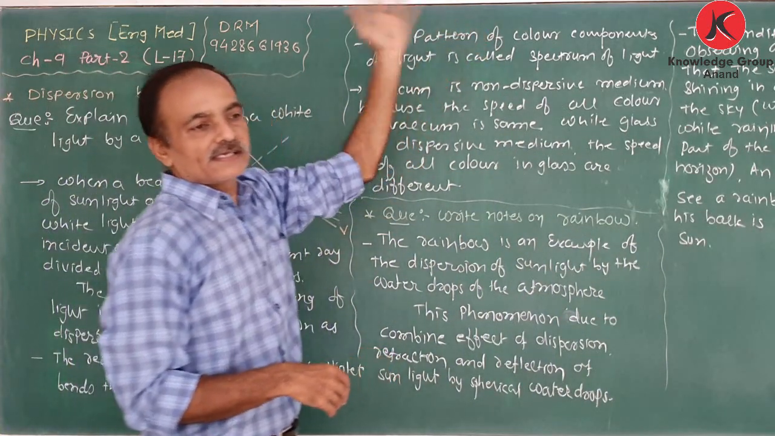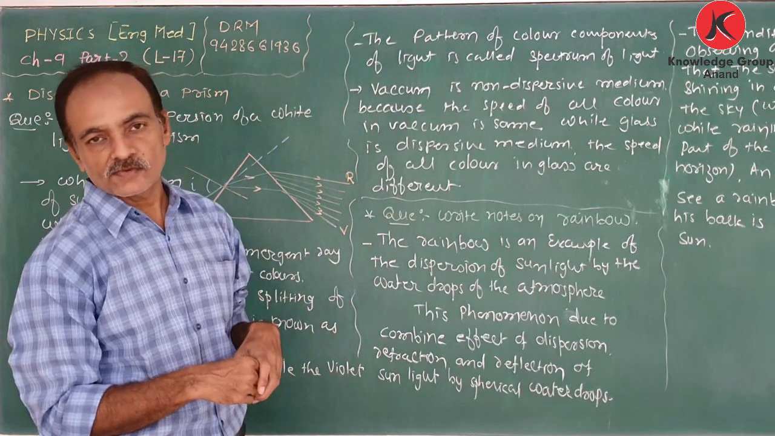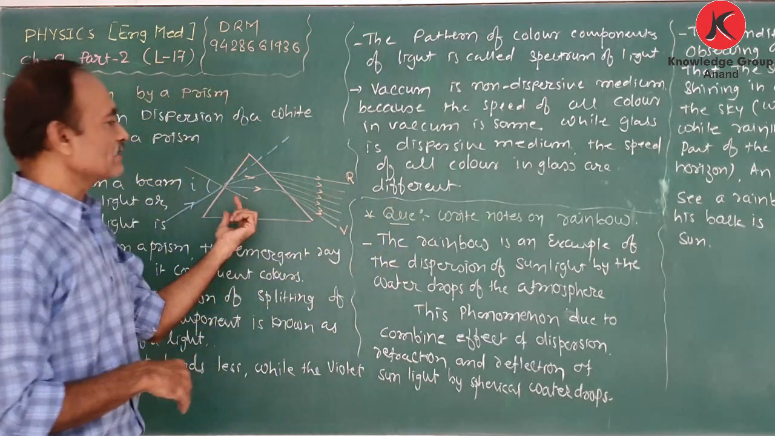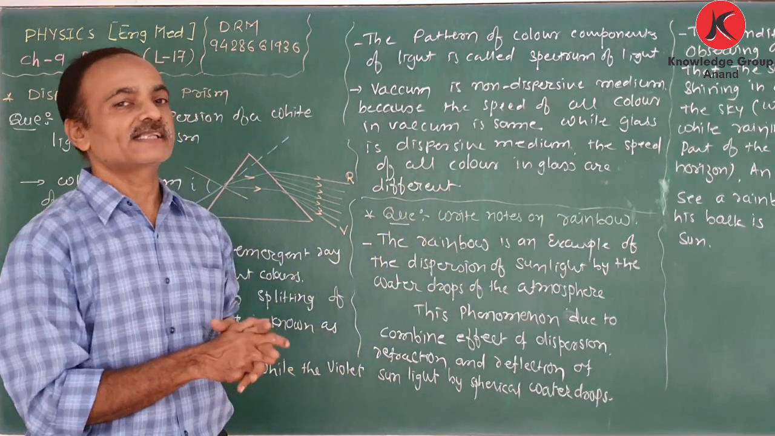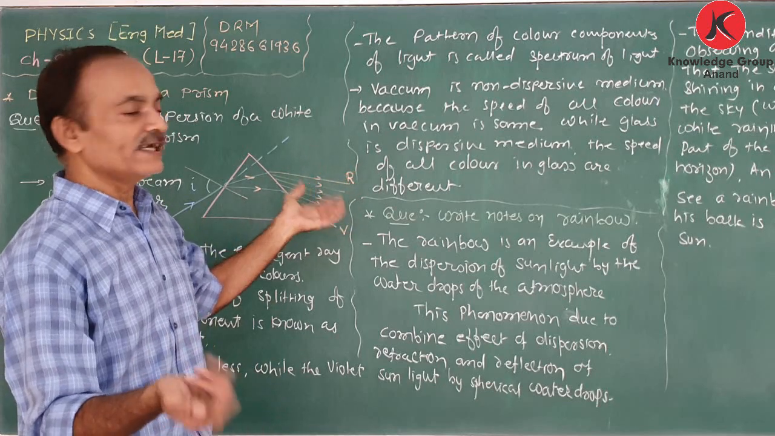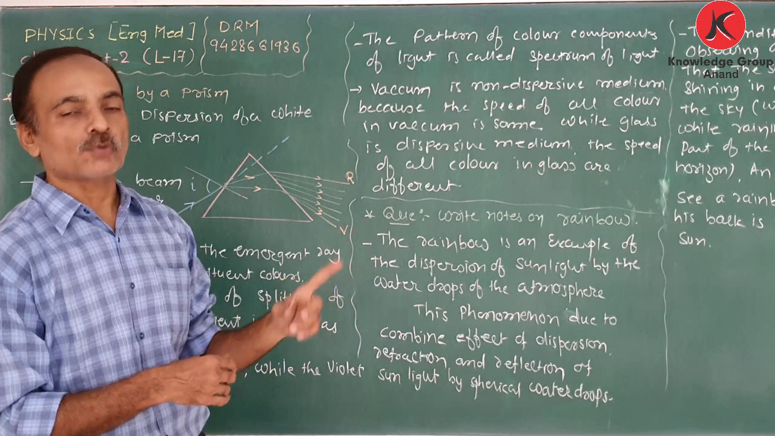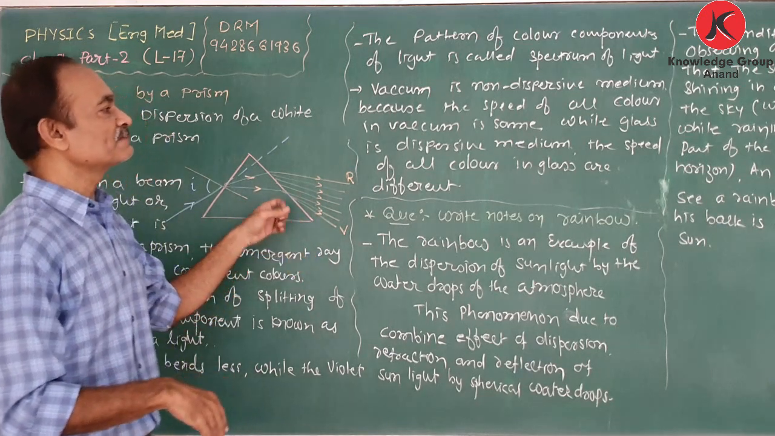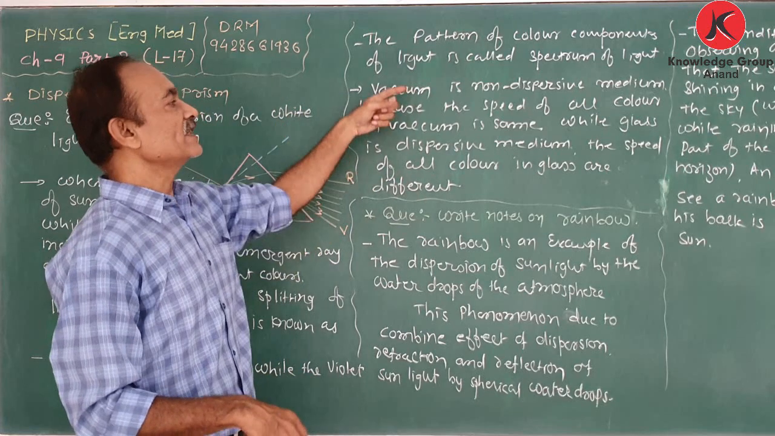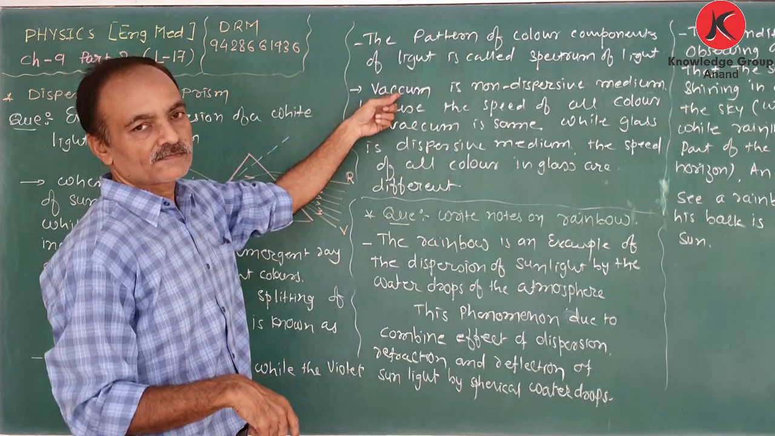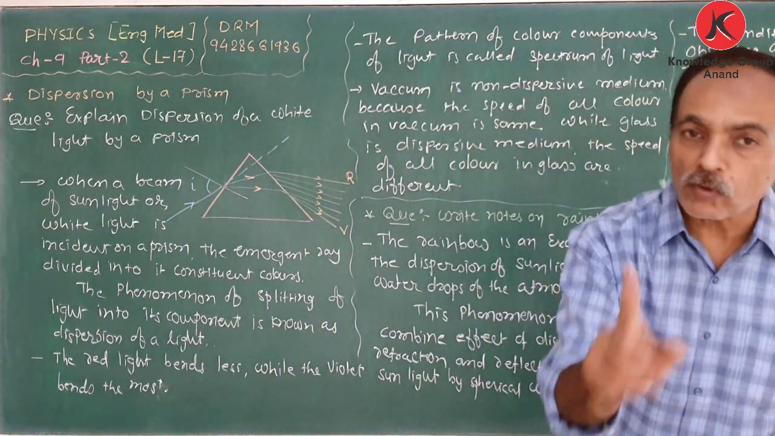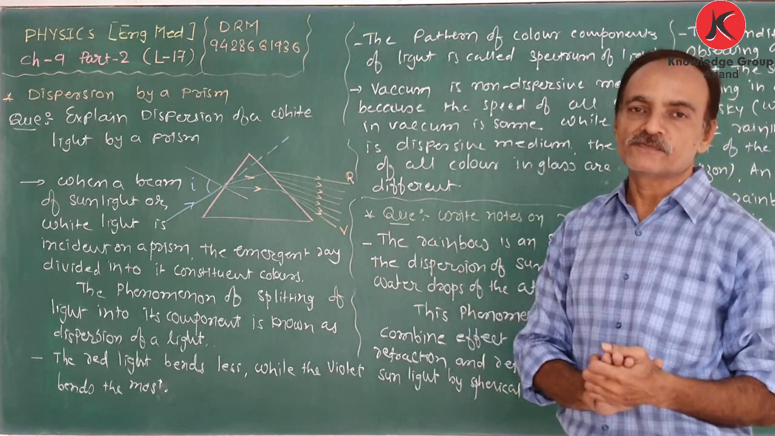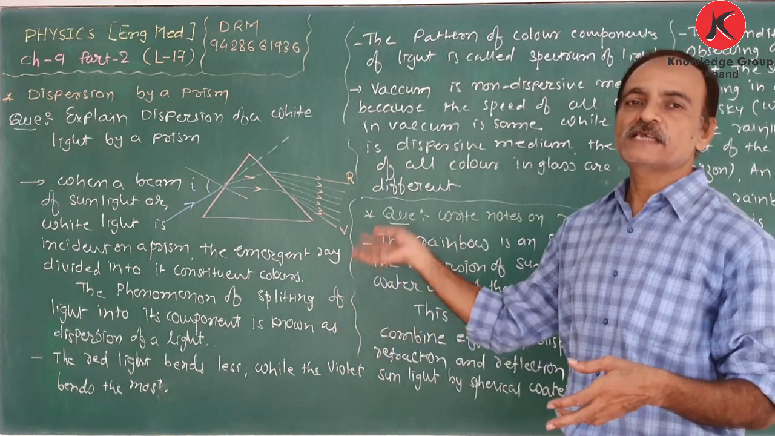Now, while sunlight passes through the prism, we get the emergent ray in 7 colors. Suppose this sunlight or white light passes through a vacuum; at that time it is not divided into the 7 colors. What is the reason? That depends on the medium through which the sunlight or white light is passing. There are two types of medium, dispersive and non-dispersive. Vacuum is a non-dispersive medium because in vacuum the speed of all the colors is the same, equal to 3 into 10 to the power 8, that means the speed of light in a vacuum. For all colors, the value of the speed is the same.